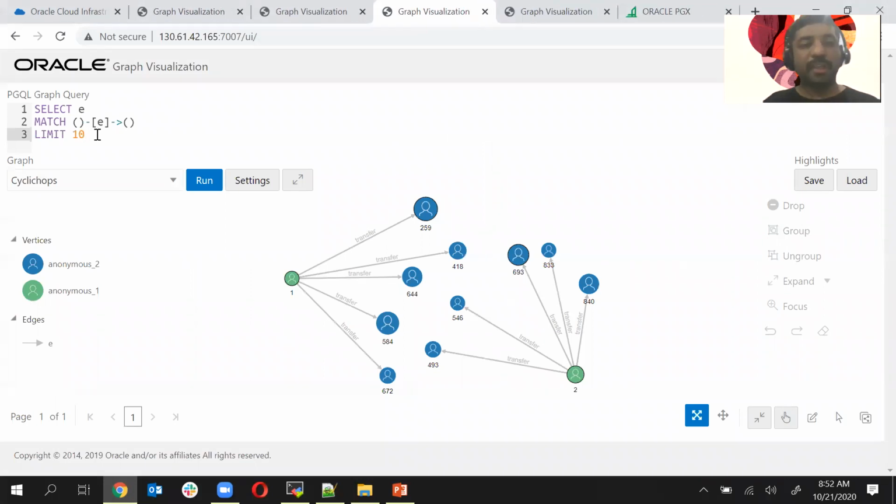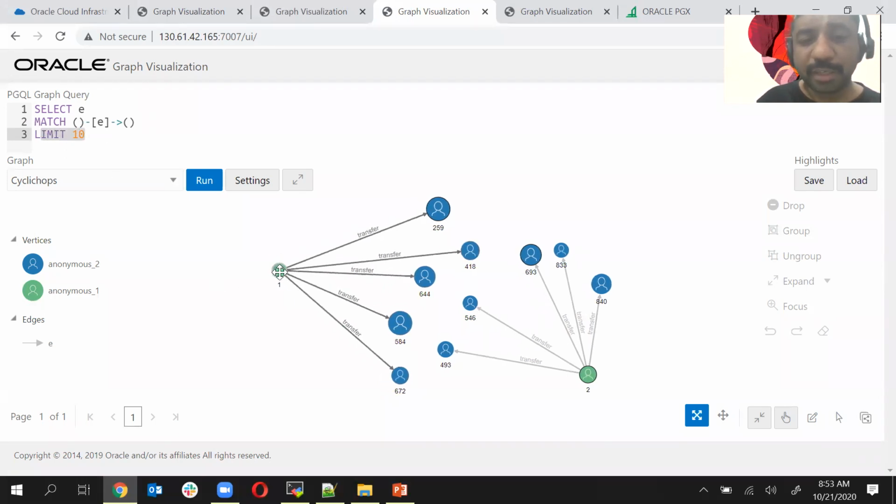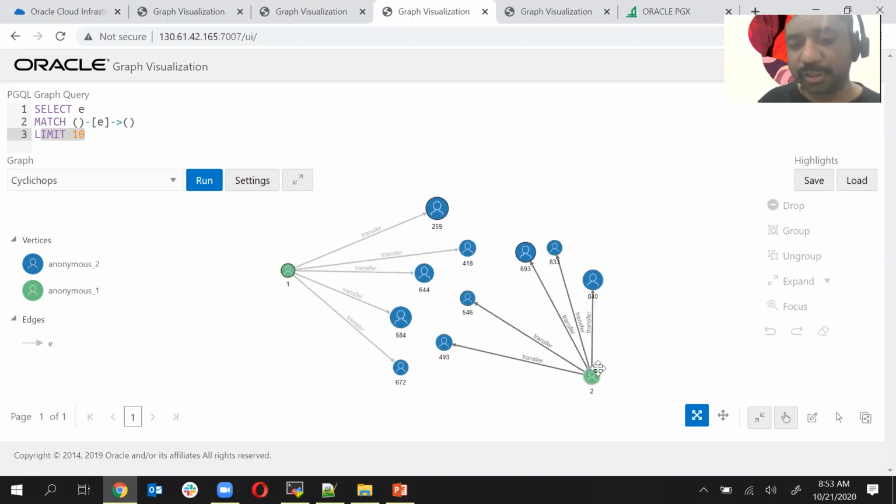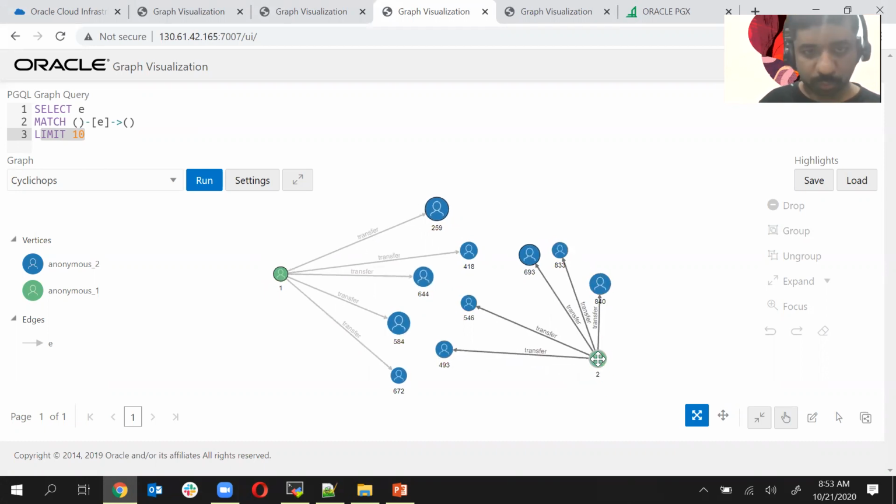Let's take this particular example. I basically generated a very small graph, and I'm mentioning that it should fetch all the graph wherein there is a transfer involved, limited by 10 transactions. If we count, it's 5 transactions originating from this particular ID 1 and 5 transactions originating from ID 2.